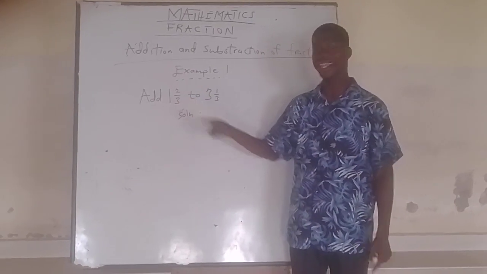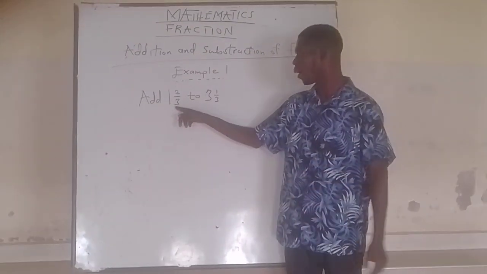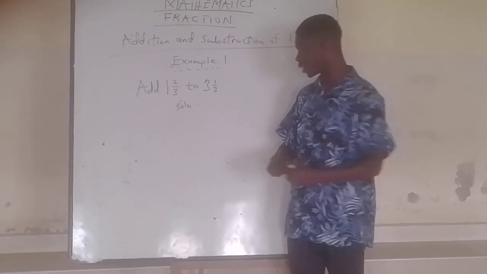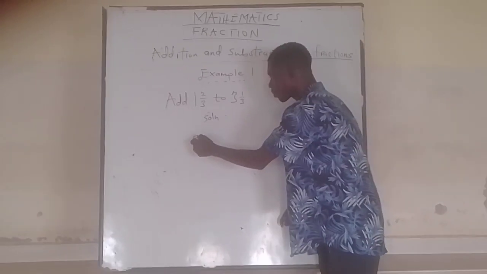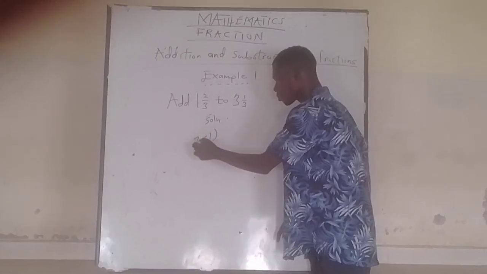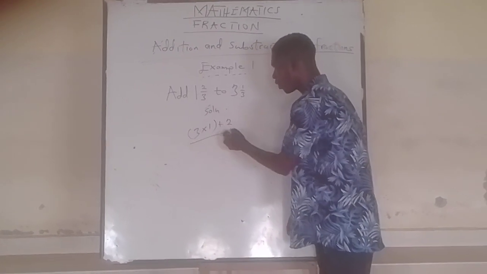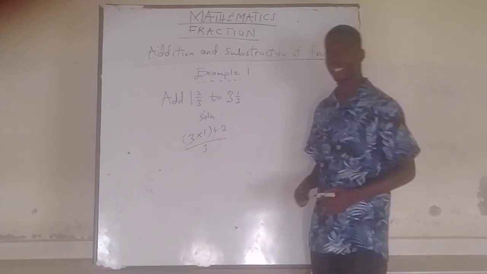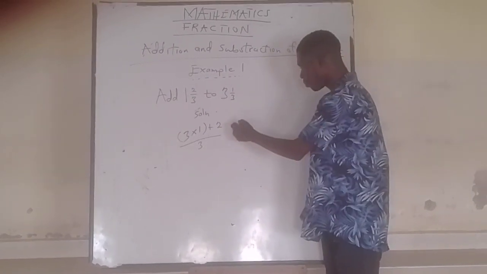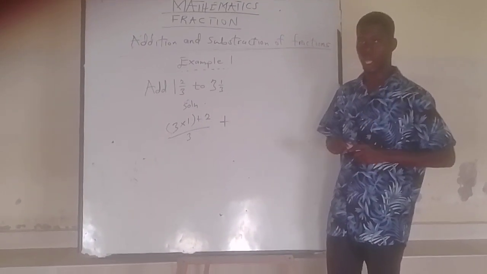In order to change a mixed fraction to an improper fraction, you multiply the denominator by the whole number, then you add the numerator to it. So you multiply the denominator 3 by the whole number, which is 1. Then you add the numerator, which is 2, all over the denominator. The operation here is addition.